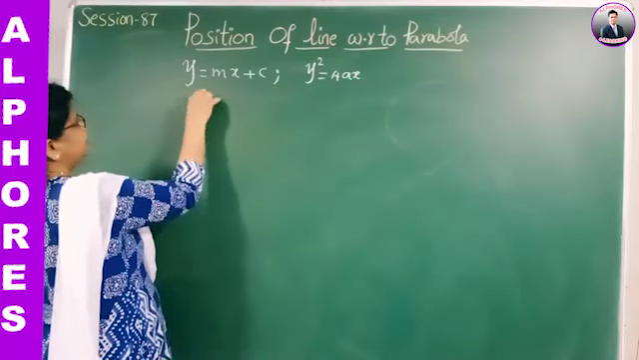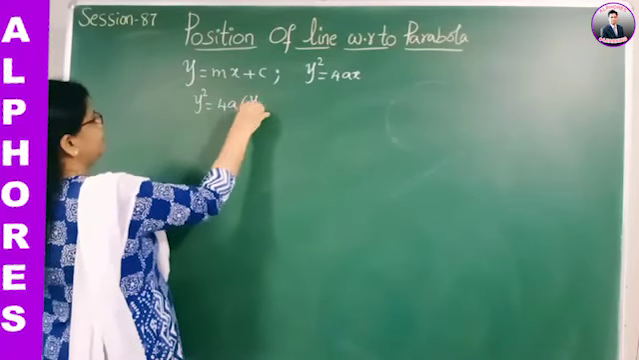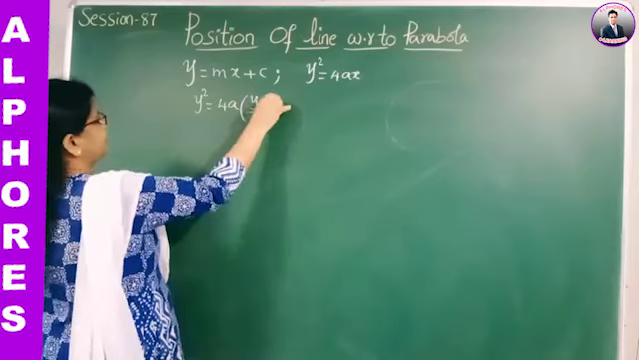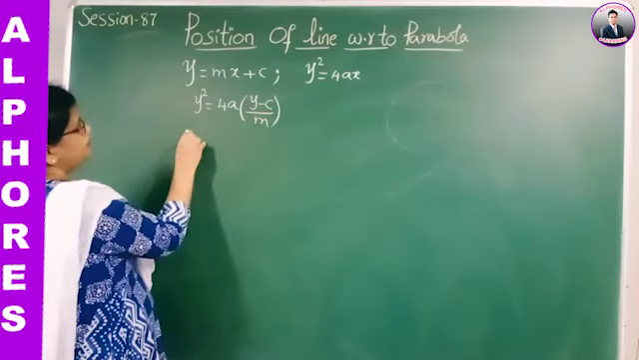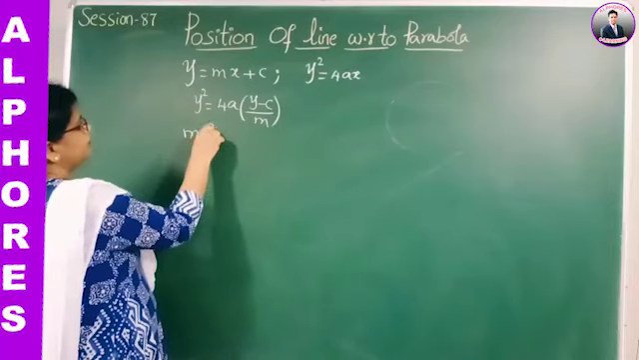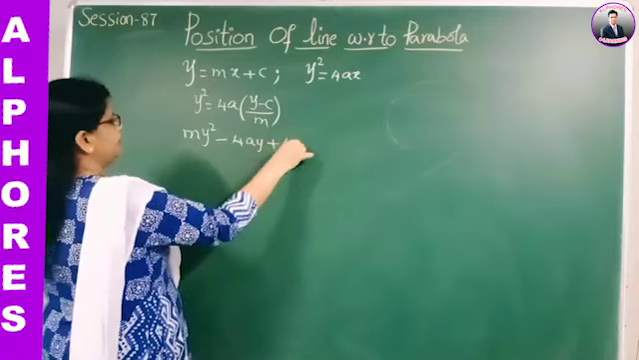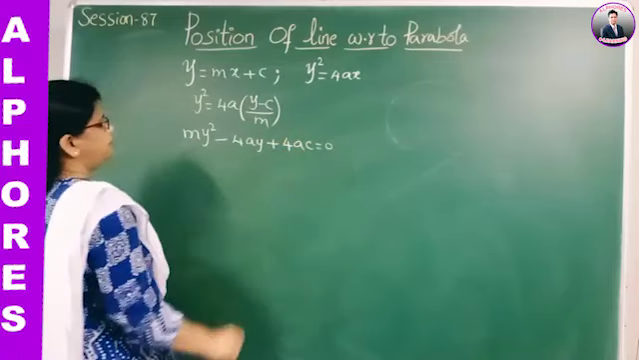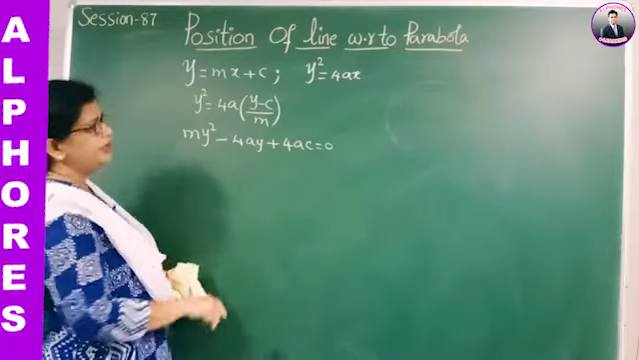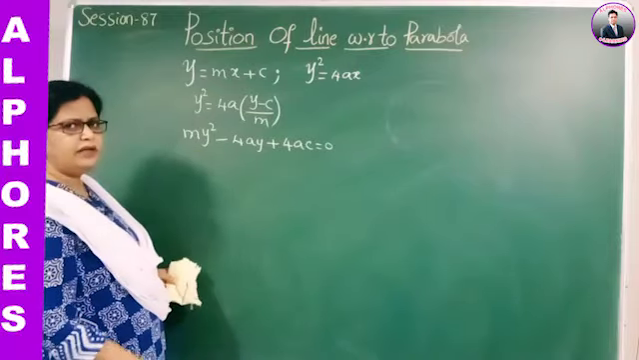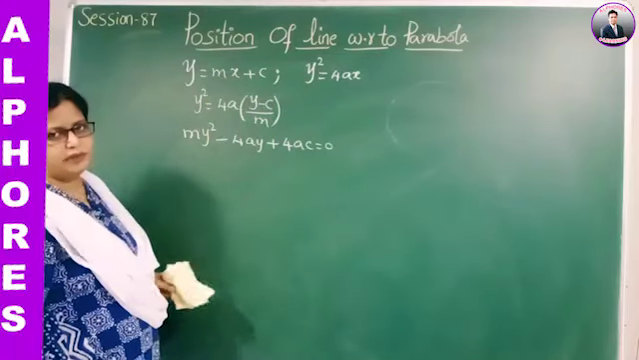Y square is equal to 4a into (y minus c) divided by m. So we substituted this value here. That implies, if you do cross multiplication, my square minus 4ay plus 4ac equals 0. Therefore you got exactly a quadratic in y, or you can get a quadratic in x also by writing this as (mx plus c) whole square.